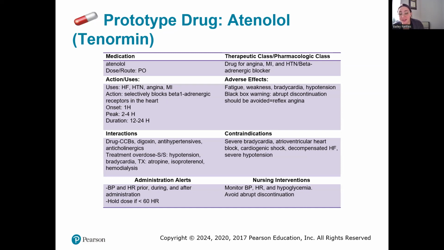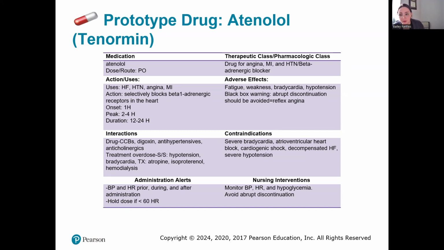So contraindications: if I already have bradycardia, don't give it to me. If I already have a heart block, don't do it. Cardiogenic shock, decompensated heart failure, which is like end-stage heart failure, or severe hypotension. So if my beta 1 is already obviously being stimulated somehow, don't do it. Okay, I'm already having the bradycardia, I'm already having hypotension. I don't need anything to make it worse. Monitor heart rate and blood pressure prior to administration, during, and after. If the heart rate is less than 60, do not give it.